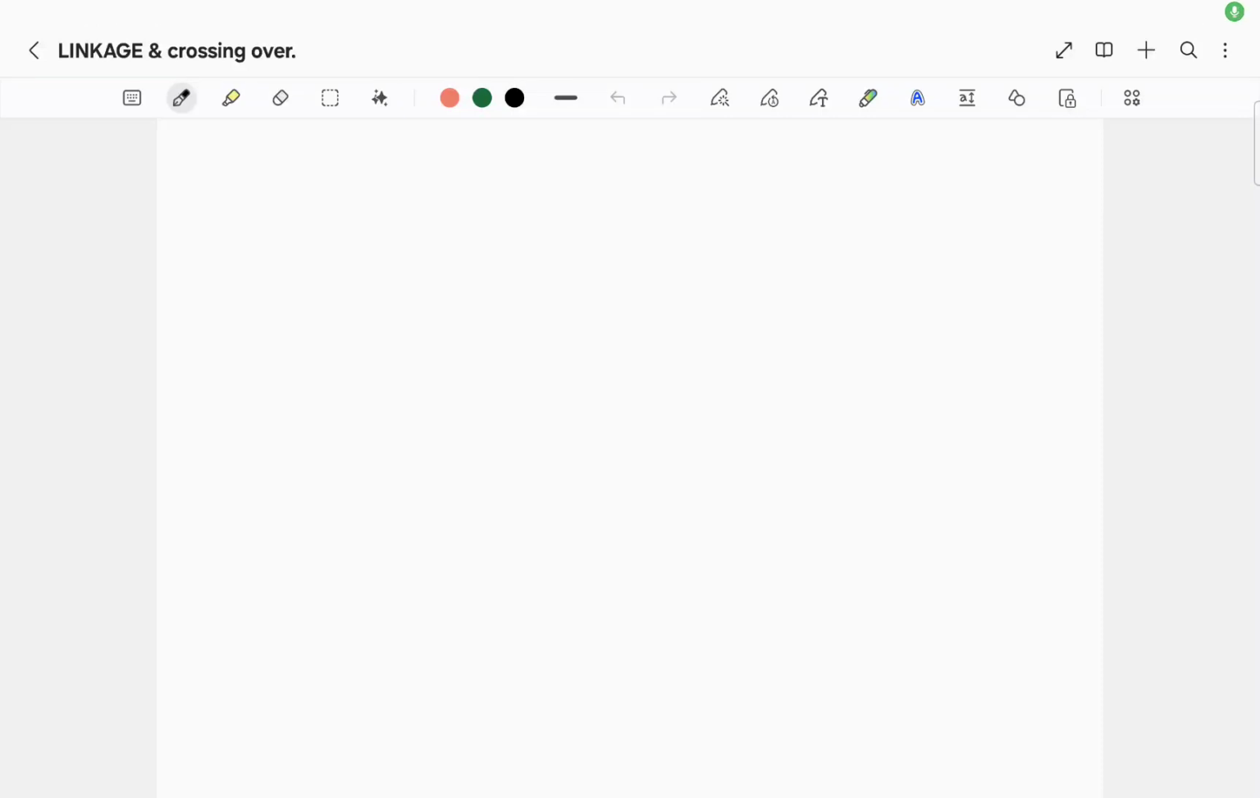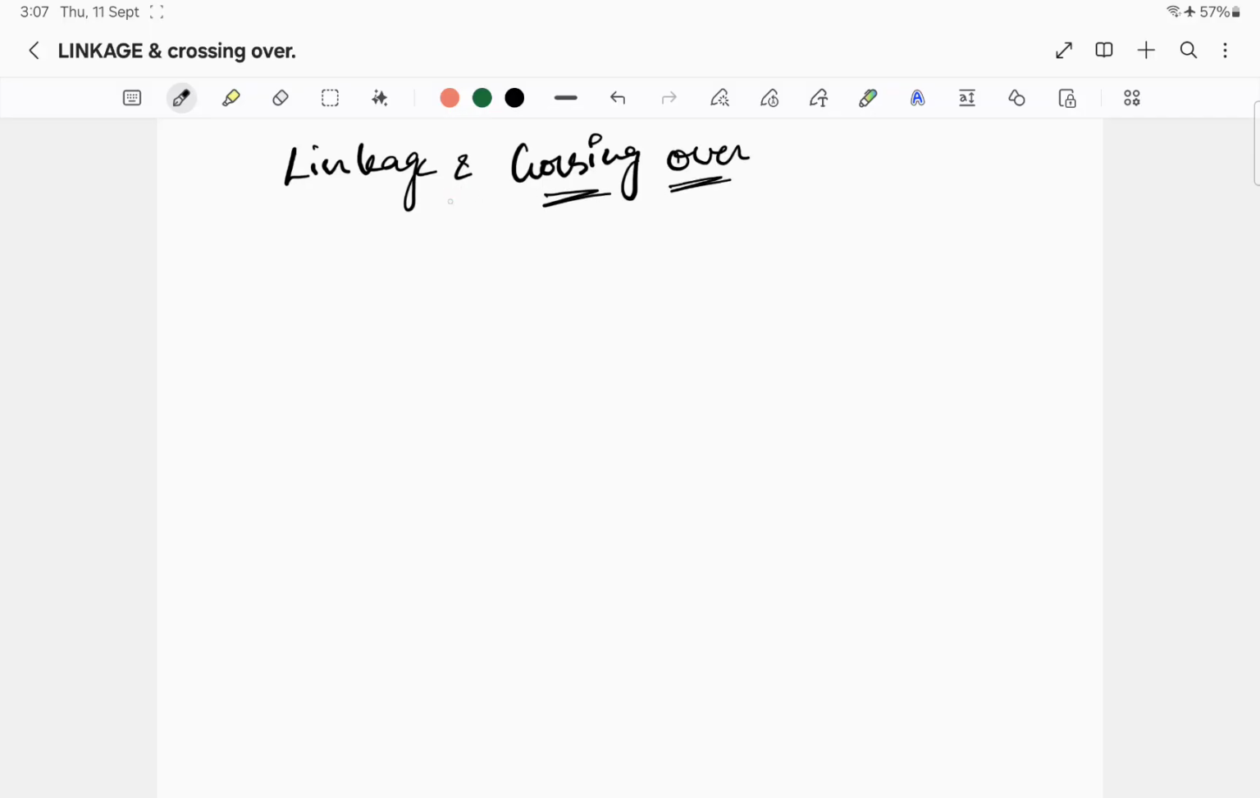Hello, today we will discuss linkage and crossing over, right? By the end of this video, you will get to know what actually linkage is, how crossing over creates recombination, and how to calculate map distance in centiMorgans.